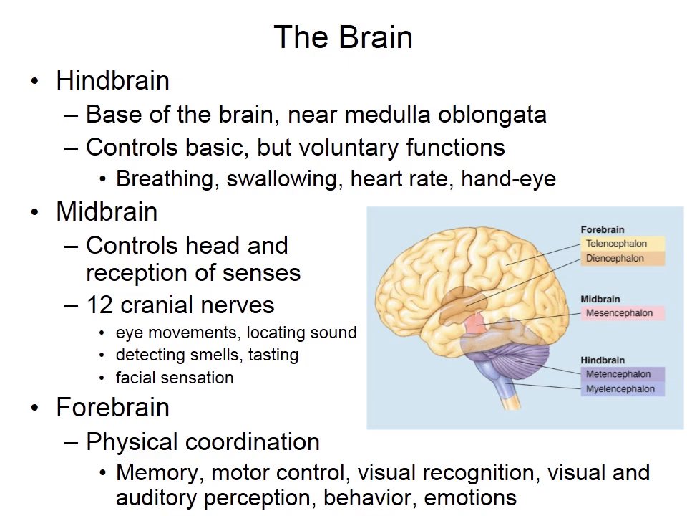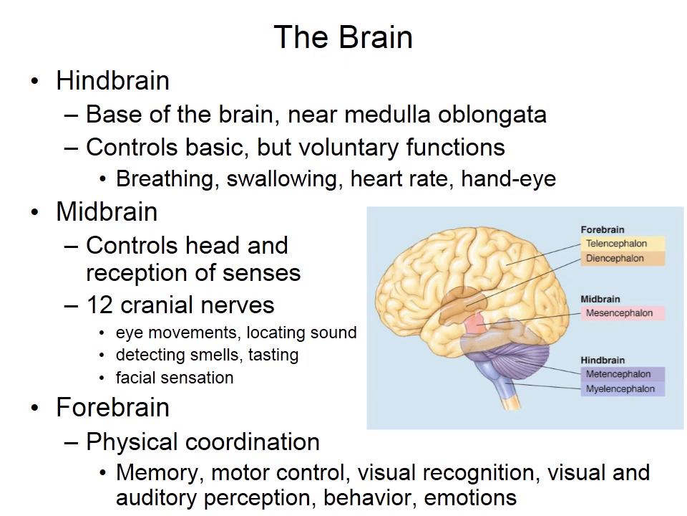The midbrain then controls the reception of senses, so damage to this area often has a direct impact on our ability to understand or interpret what we're gathering through our senses: smell, hearing, sight, touch. There are 12 cranial nerves in this area, and damage to those nerves has been found to be associated with our ability to do eye movements, locate sound, detect smells, facial sensations, tasting, etc.